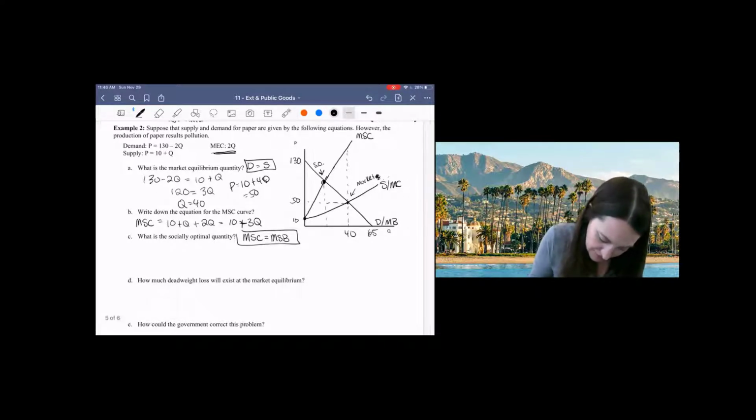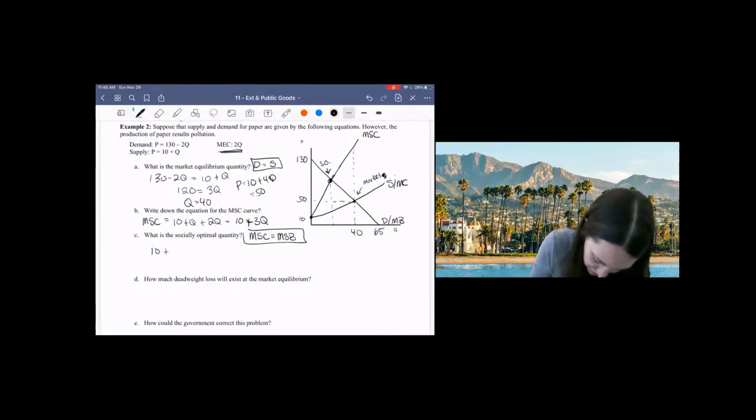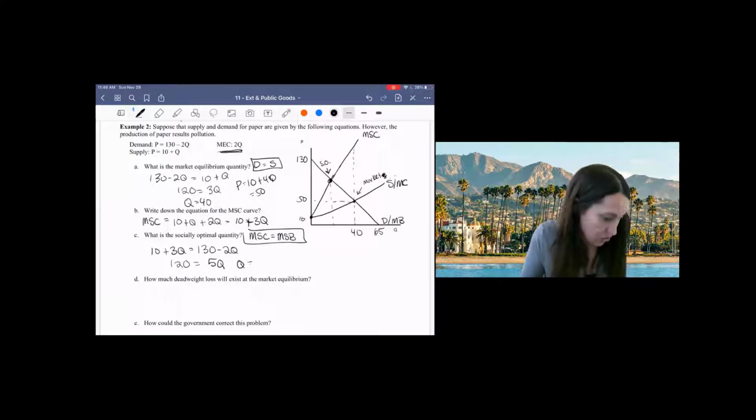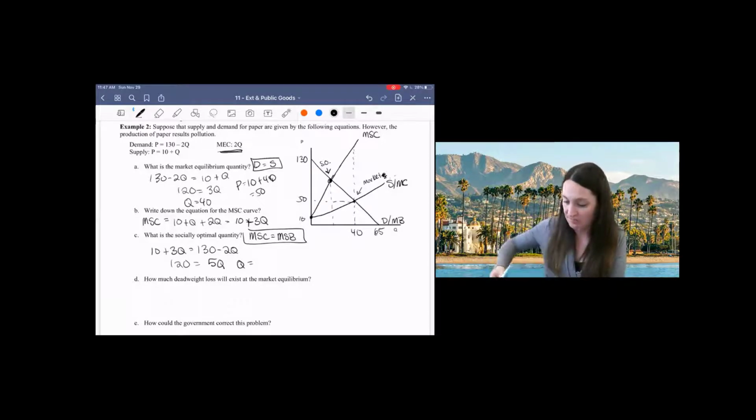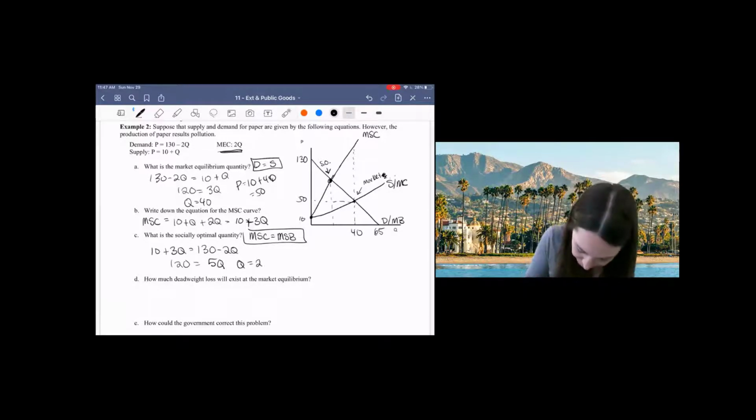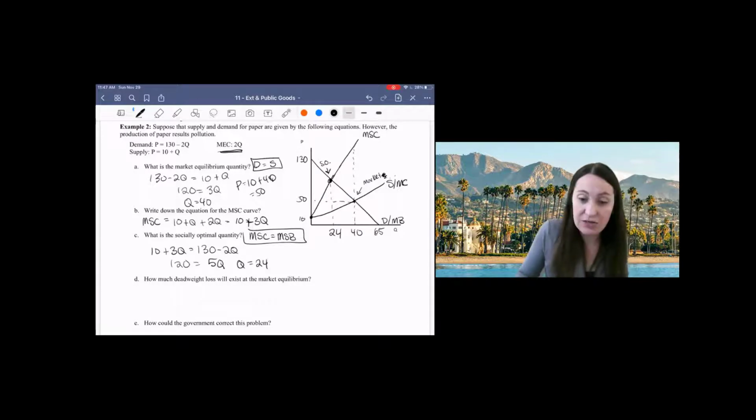To get that, we will set marginal social cost equal to demand. So we get 5Q equals 120. So Q will be equal to 24. Again, I don't typically ask you to solve for prices in this case because there are two different prices that get us to a quantity of 24. And so we'll just leave that off.